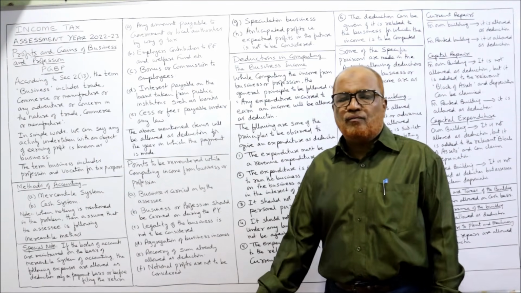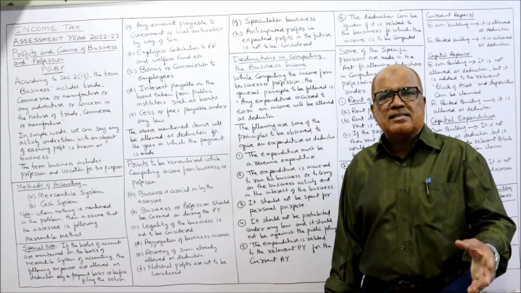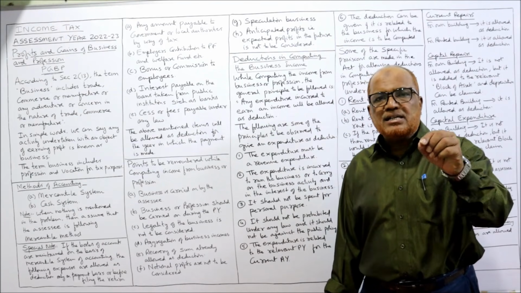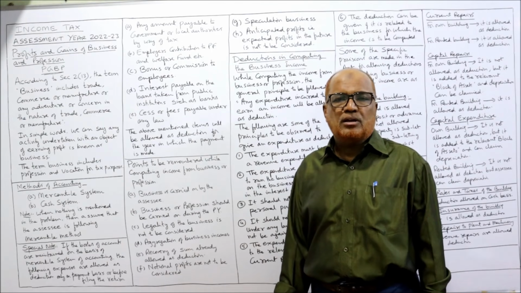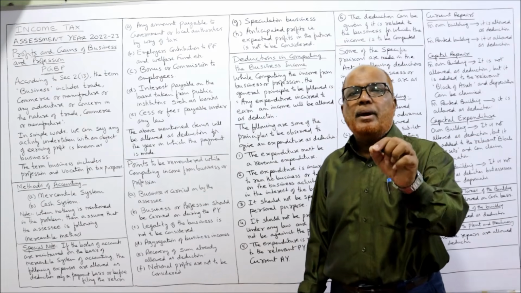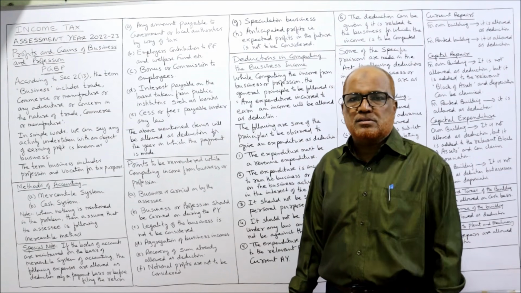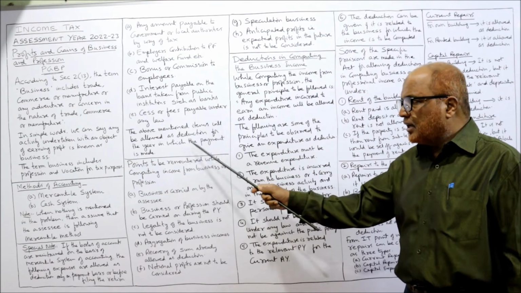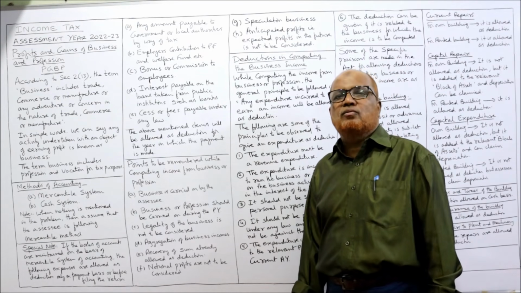Next one, cess or fees payable under any law. In many laws, we have to pay the cess, like water cess, sewerage cess, etc. If the cess is paid, then only it will be allowed as deduction. If it is due but not paid, not allowed. So these are the 5 cases where deduction will be allowed only on payment basis. The above mentioned items will be allowed as deduction for the year in which the payment is made. Whenever payment is made, in that year only deduction will be allowed.